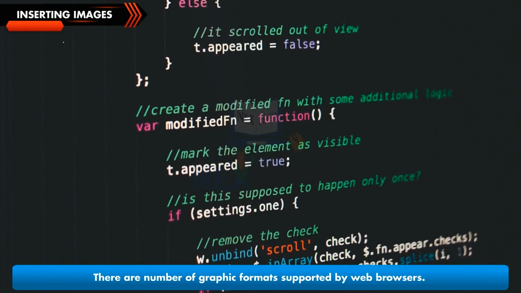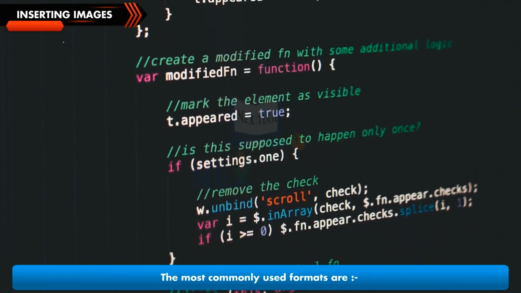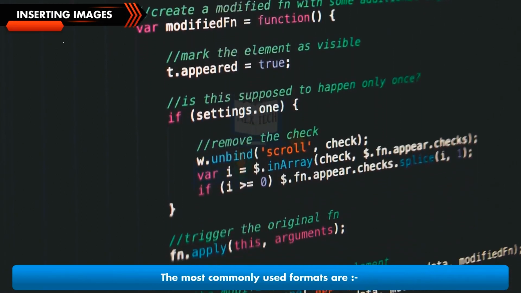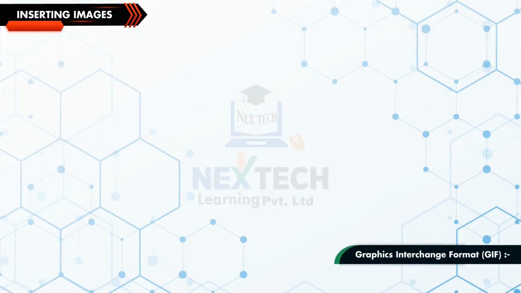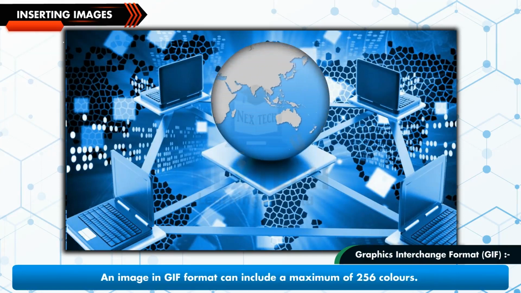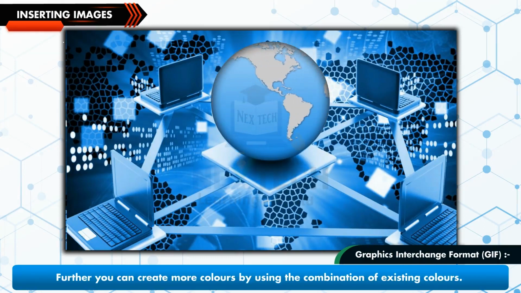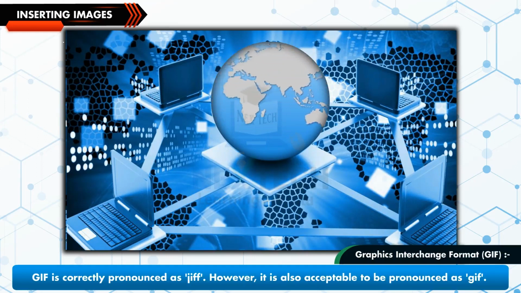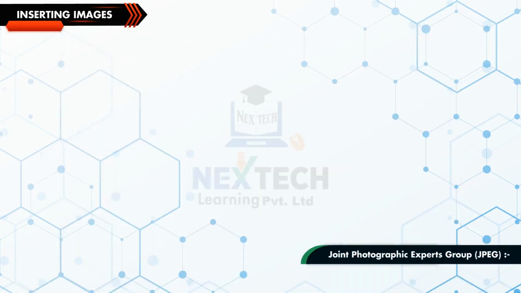There are a number of graphic formats supported by web browsers. The most commonly used formats are Graphics Interchange Format (GIF). It is one of the most widely used formats for displaying images on the web. An image in GIF format can include a maximum of 256 colors. Further, you can create more colors by using the combination of existing colors. GIF is pronounced as GIF. However, it is also acceptable to pronounce it as JIF.